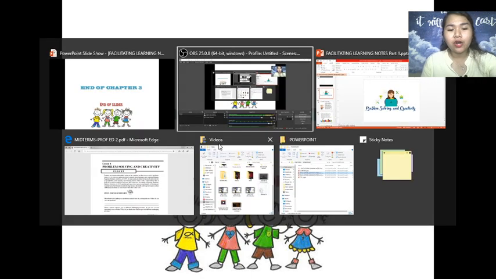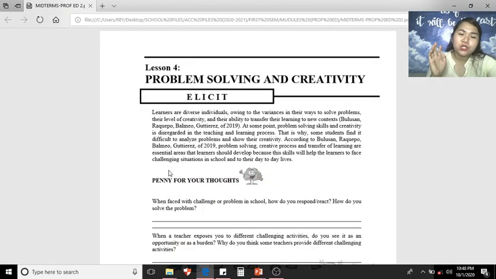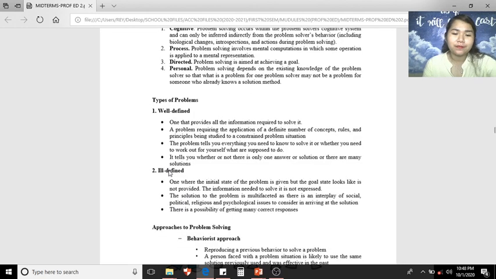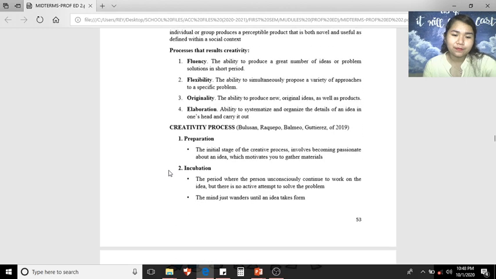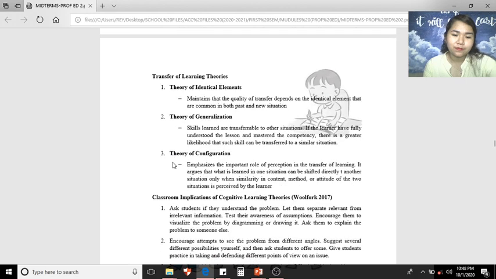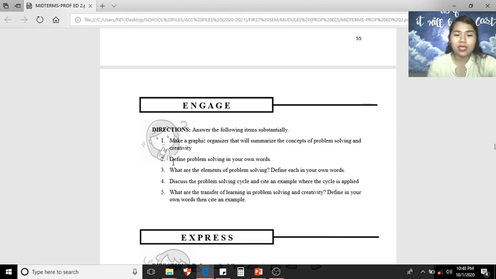Now, let us check your module. So, Lesson 4, last lesson for Chapter 3, Cognitive Learning Theories. So, here is your activity. Again, you are to make a graphic organizer that will summarize all your learnings for problem solving and creativity. Then, you need to define what is problem solving in your own words. What are the elements of problem solving? You discuss, you define it in your own words.